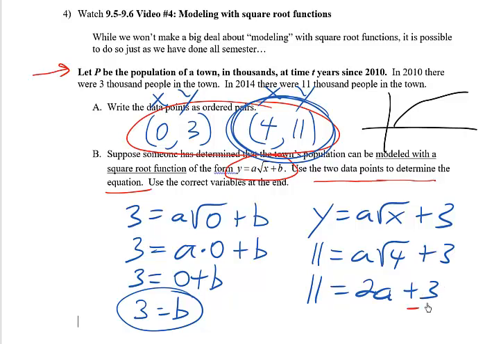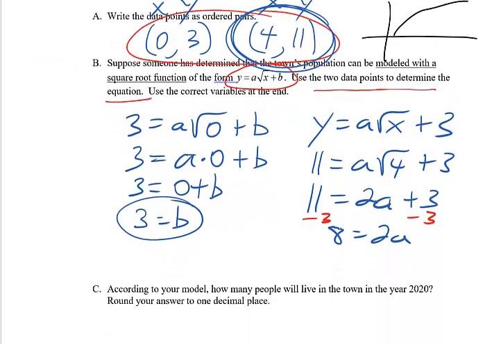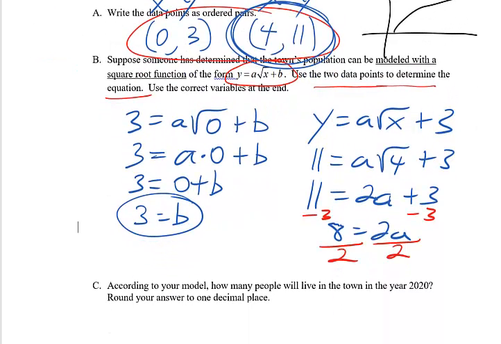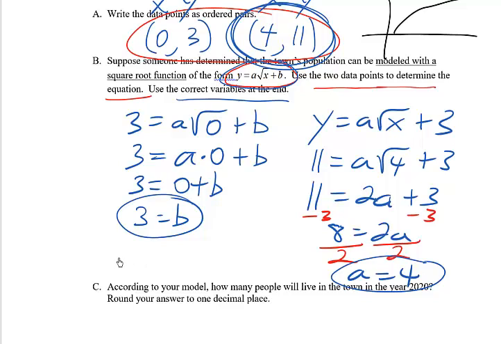And now I can do some simple algebra to figure out what a is. I believe we're just going to get a equals 4 after we finish off our algebra here. And now that I have my a and my b, I can go ahead and fill those pieces back into my model. Now the directions did say to use the correct variables at the end. So our y variable in this problem is p. I have p equals, my a was 4, and then I have square root, let's see, my x variable in this problem was t, and finally plus 3.